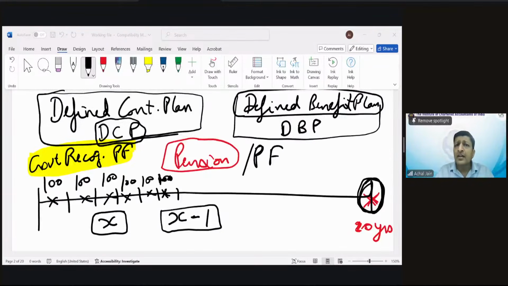Everyone clear? What is the understanding around a defined contribution plan? In case of a defined contribution plan, once the contribution is made on the part of the employer, no further liability in future will fall on the employer. So once the contribution is made, it's done. Clear on this? Simple, easy one, right?